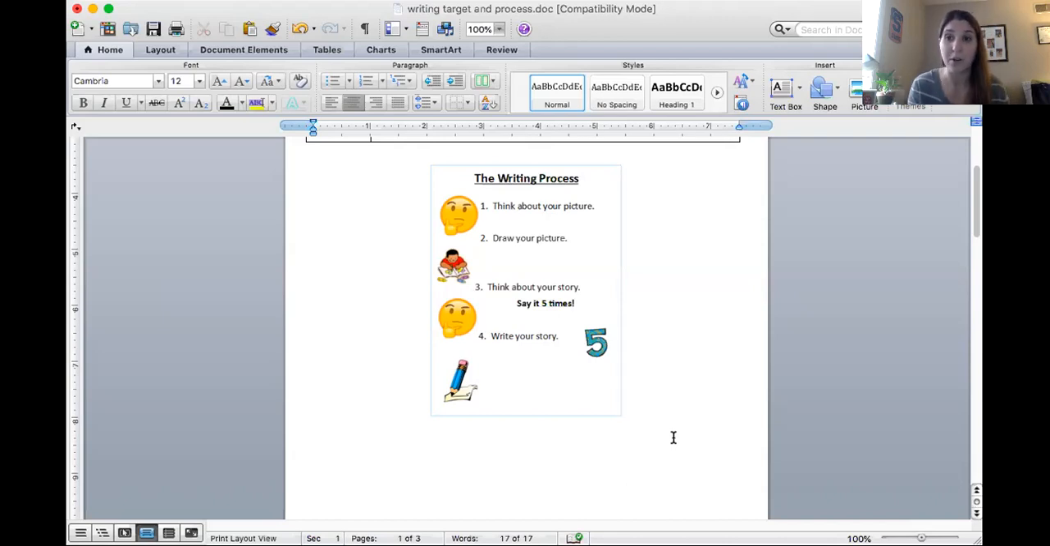After we know what we're going to draw, we go ahead and draw your picture. Next, when it's time to write words, we need to think about what words we're going to write before we start writing them down. So a good strategy is to think about the story, and once you have it in your head, say it 5 times. And last, after you've said it 5 times to yourself, you are ready to write that sentence.